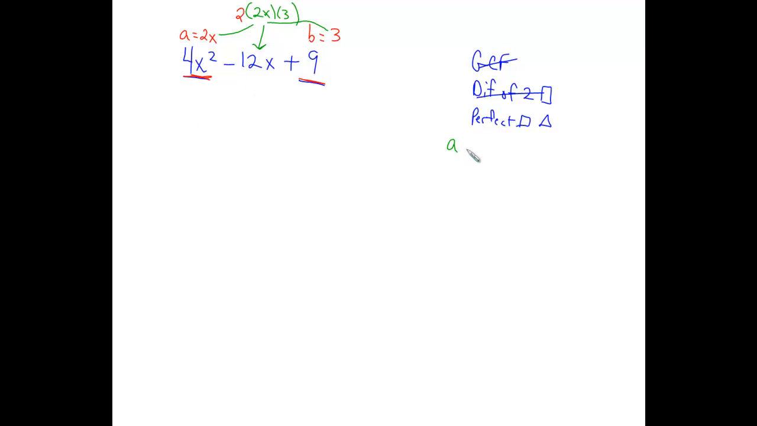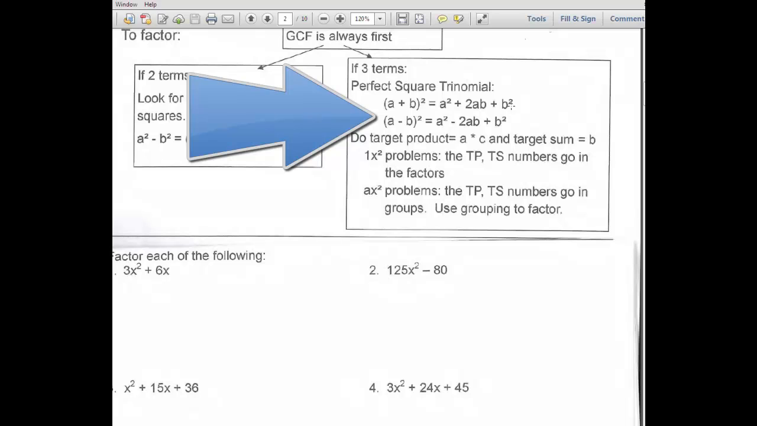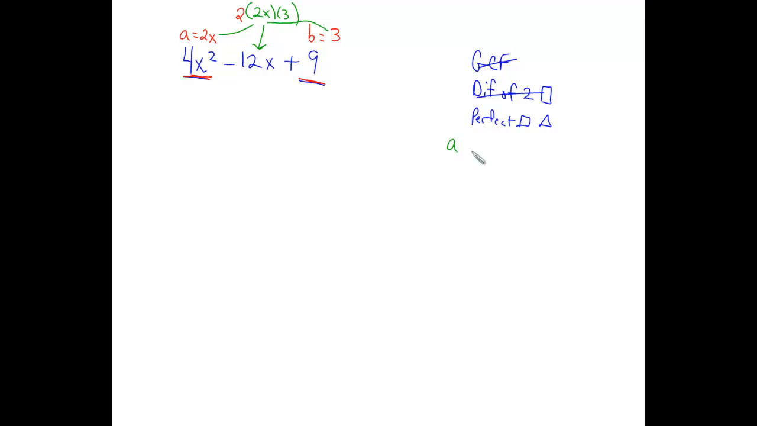So this falls in the form, going back to our notes, that if a squared is a perfect square and b squared is a perfect square, then it's just a plus b squared. And if the sign in the middle is a negative, then it would be a minus b squared. The sign in here is negative, so this would be a minus b squared. So the answer is a, which is 2x, minus 3 squared.